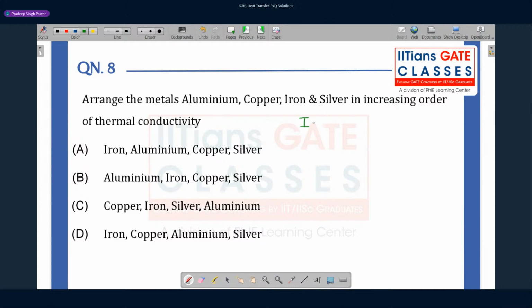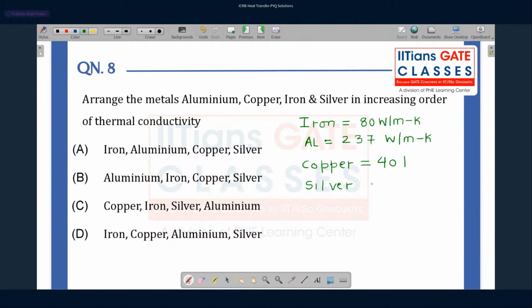Let's start with iron. For iron, the value is 80 watt per meter Kelvin. This is the unit of thermal conductivity. For aluminium, the value is around 237 watt per meter Kelvin. For copper, the value is around 401, and for silver it is 429. Higher K means higher thermal conductivity, it's a better conductor of heat.